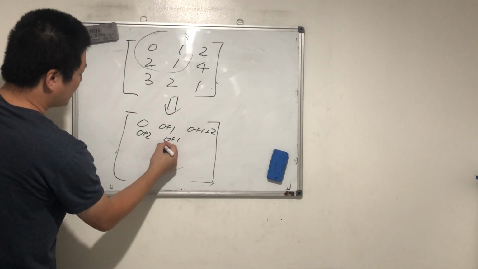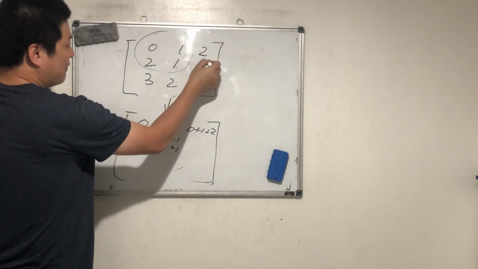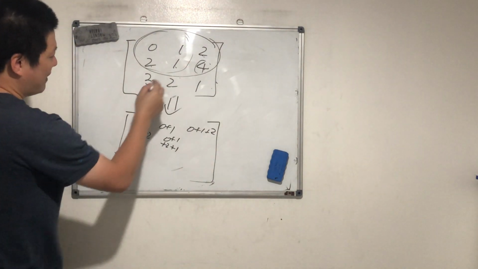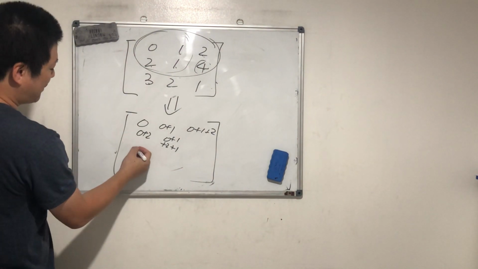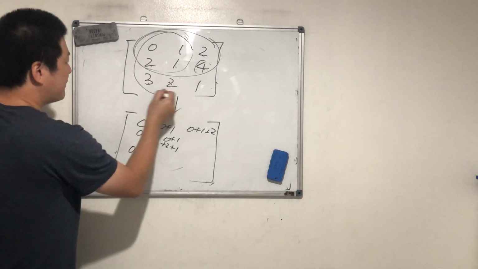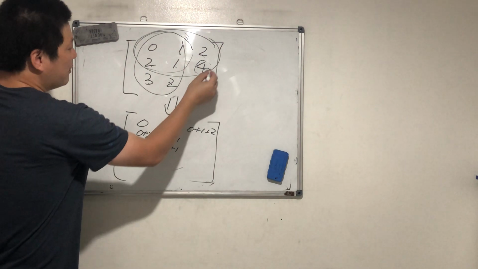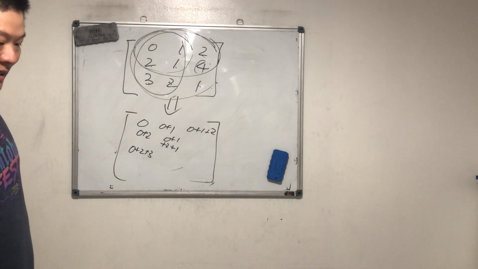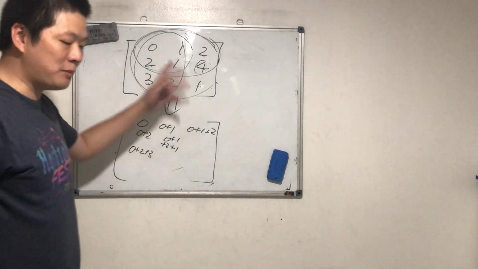0 plus 1 plus 2 plus 1. And then 4 will be the sum of all these 6 elements. And here will be 0 plus 2 plus 3. And then 2 will be all these 6 elements. And 1 will be all the 9 elements. That's it. It's too many to write out.